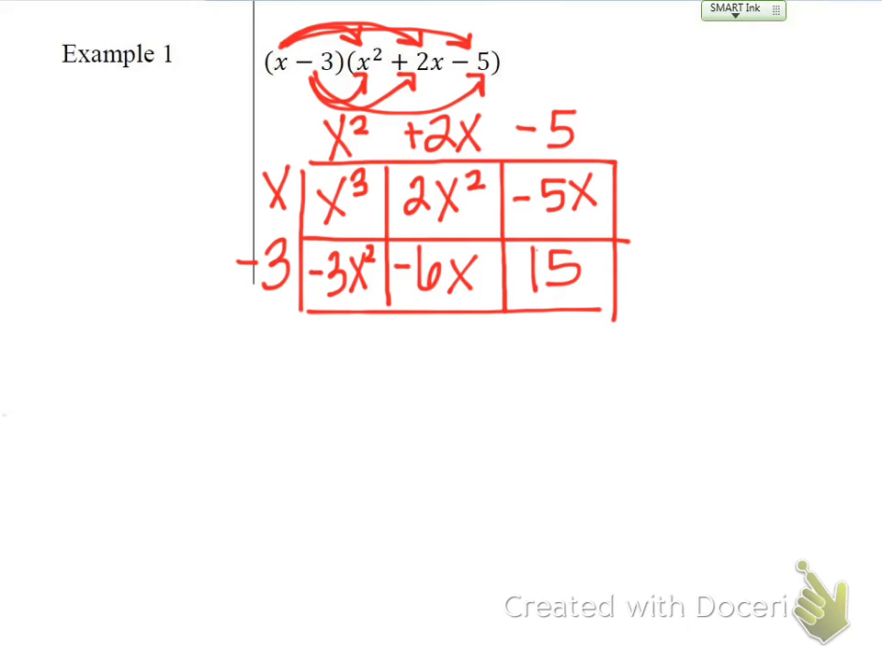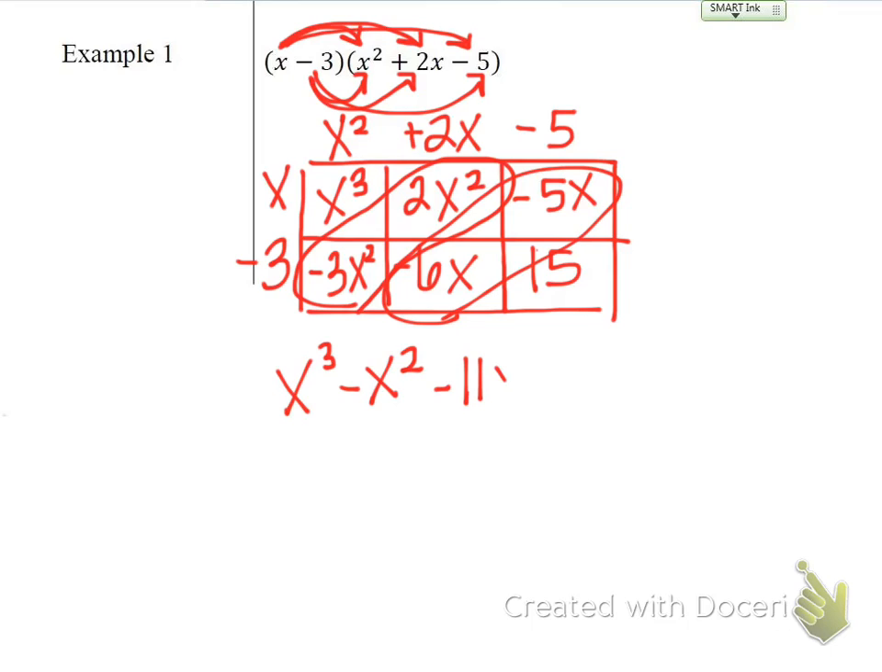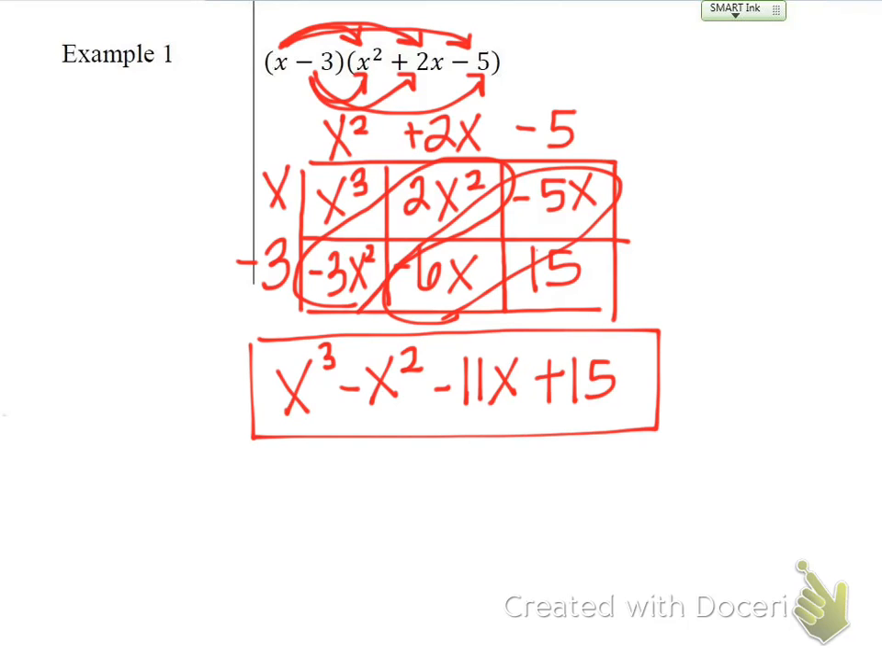And then you combine like terms with your diagonals. So my x to the third does not have a like term. I have negative 3x squared and a 2x squared. That's going to give me negative 1x squared. And then negative 6x and negative 5x is negative 11x plus 15. And that's your answer.